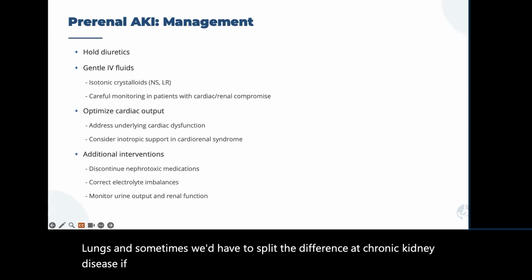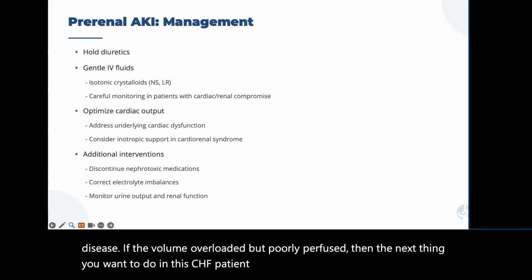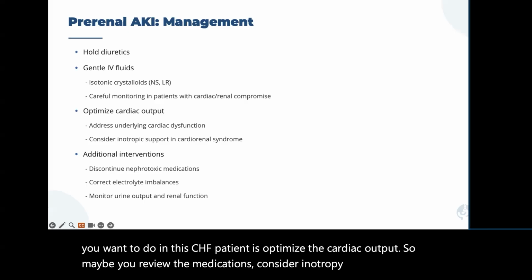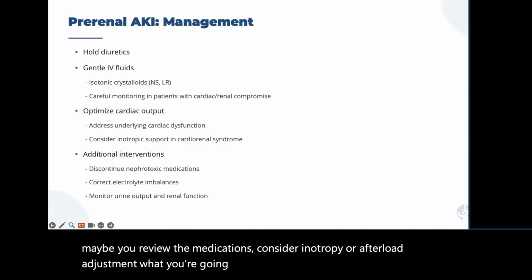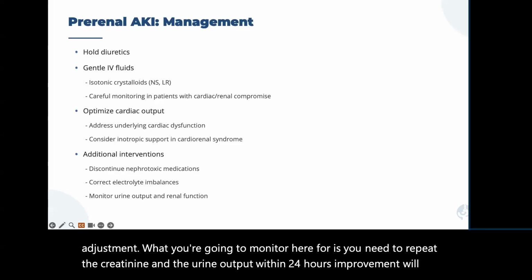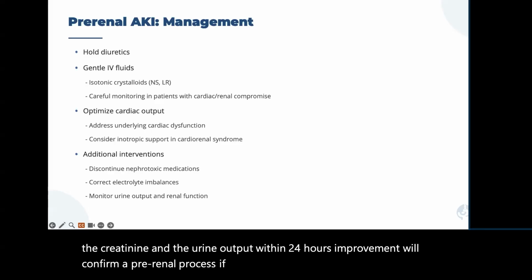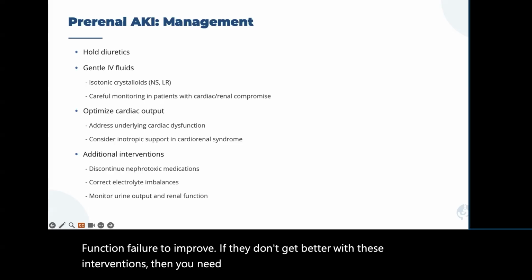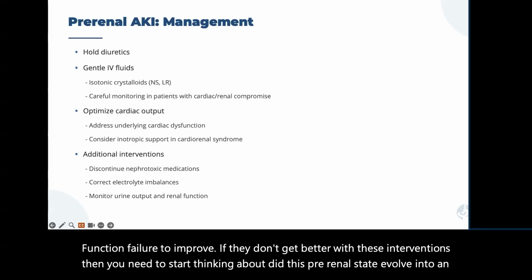If the patient is volume overloaded but poorly perfused, then the next thing you want to do in the CHF patient is optimize the cardiac output. So maybe you review the medications, consider inotropy or afterload adjustment. What you're going to monitor is you need to repeat the creatinine and the urine output within 24 hours. Improvement will confirm a prerenal process if you optimize the cardiac function. Failure to improve, if they don't get better with these interventions, then you need to start thinking about, did this prerenal state evolve into an intrinsic tubular injury?